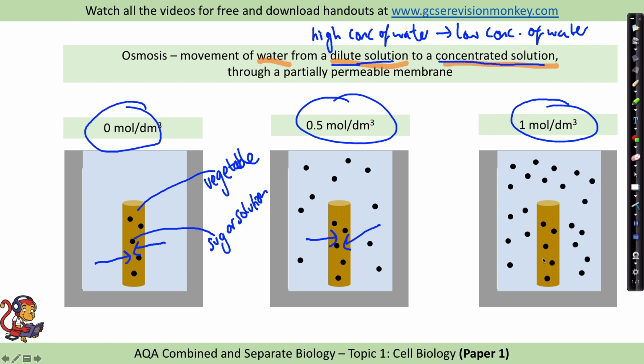And this one here, at the high concentrations, you may well see the opposite, whereby the concentration of sugar solution inside the vegetable is more dilute, which means the water will move out of the vegetable. Now in terms of mass change, if we measured the mass of the vegetable before and after, because this gained water, you would see a mass increase, and the same for this one. And because this one lost water, you would see a mass decrease.